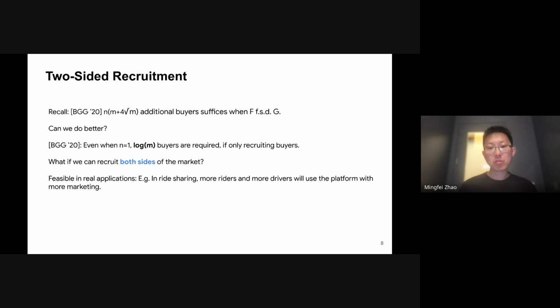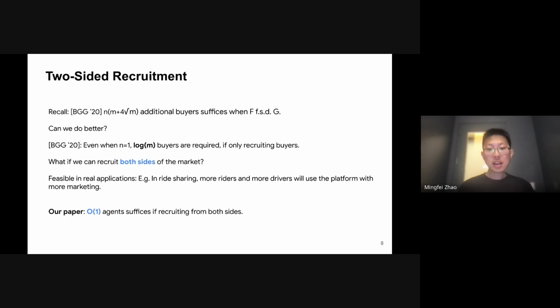So recruiting from both sides of the market is actually very feasible in real applications. Think about ride sharing applications. The platforms can spend more money on marketing, so more riders and more drivers will be attracted to use the platform. In this paper we'll focus on the specific problems and understand the power of this two-sided recruitment.